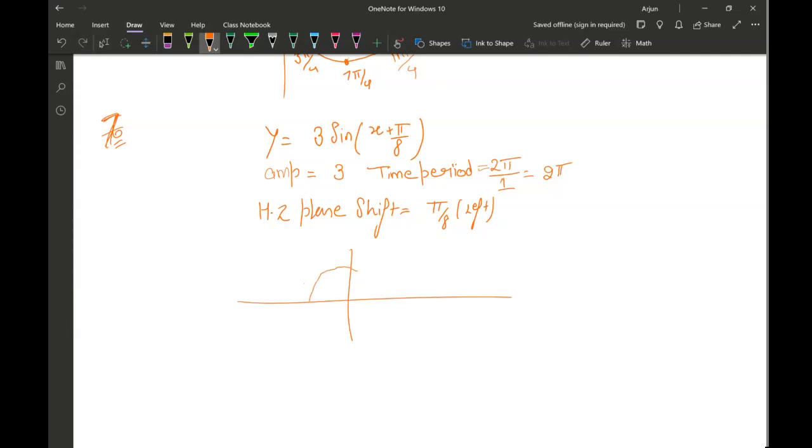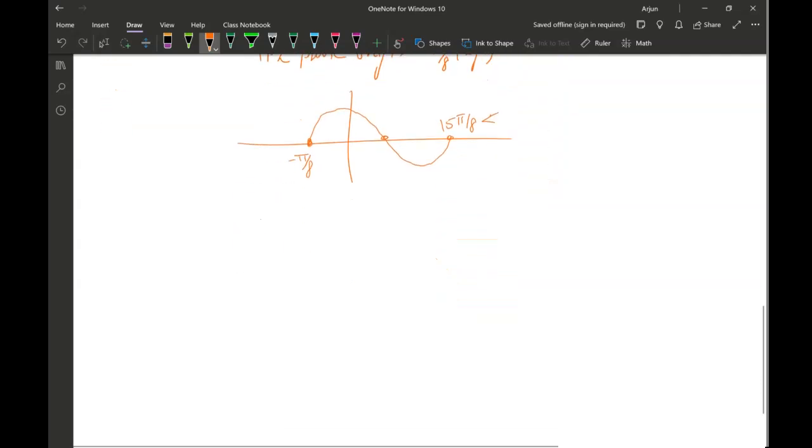This is how this graph is going to look. I'll draw the points also. This is minus pi over 8, and this will be 15 pi over 8, and you can find the remaining points by yourself. All right, so now question number 8.